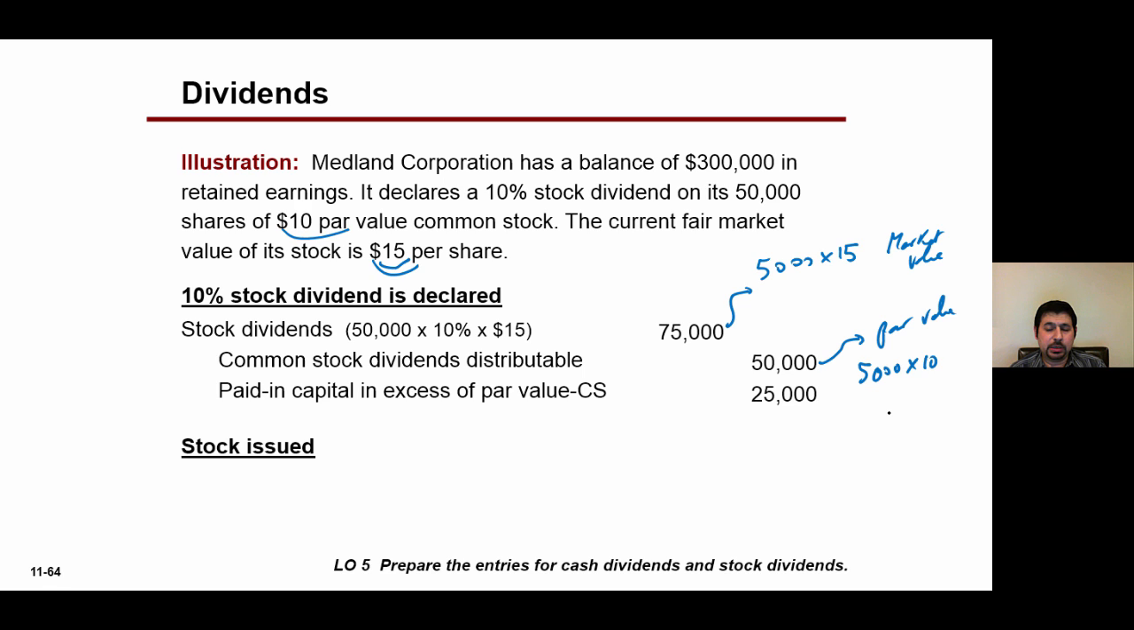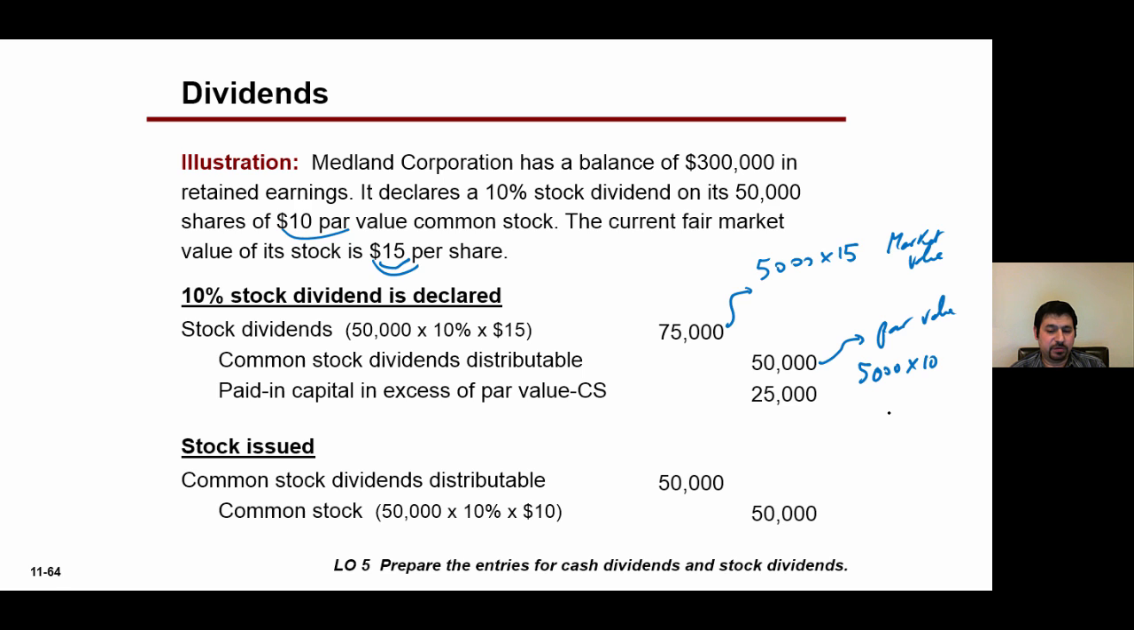Now, common stock dividends distributable is not a liability. It is a stockholders' equity account. Liabilities are expected to be paid back using an asset, whereas common stock dividends distributable will not be paid back by an asset. It will simply be distributed later on when the stock is issued. The company will be debiting common stock dividends distributable 50,000 and crediting common stock 50,000. Once again, this is based on par value.